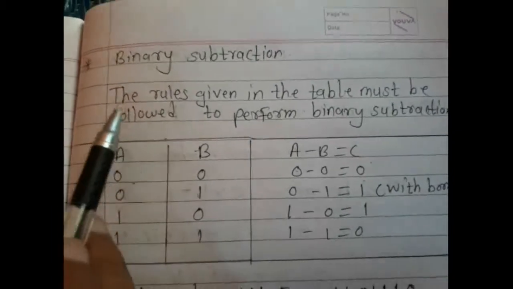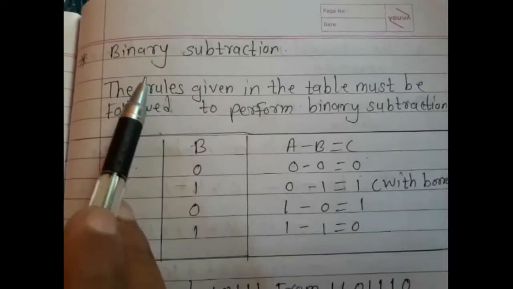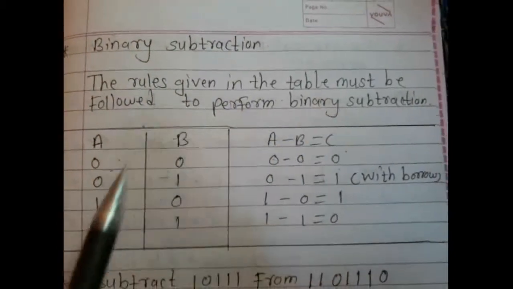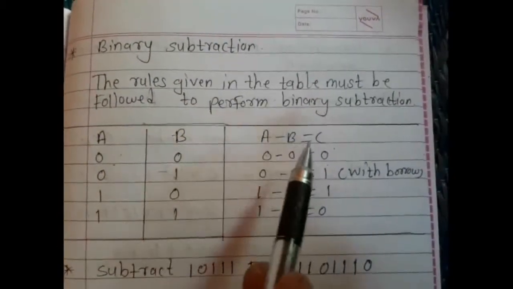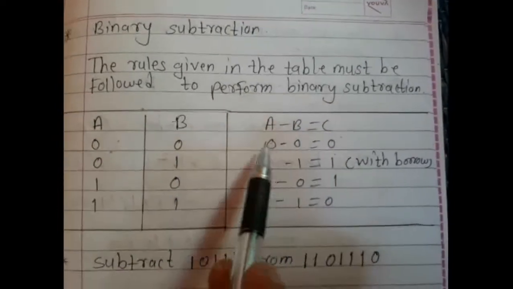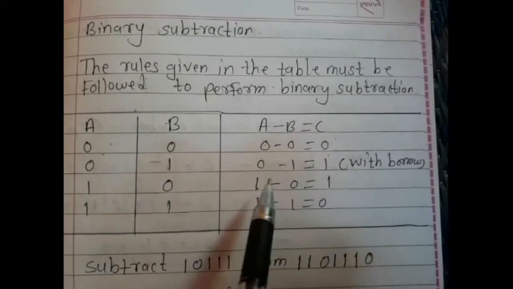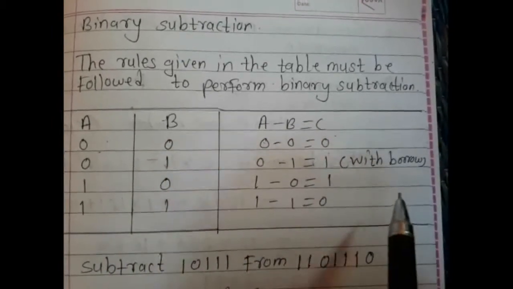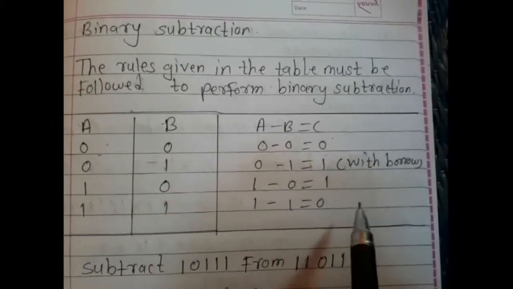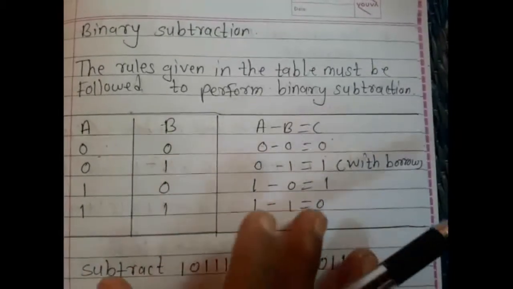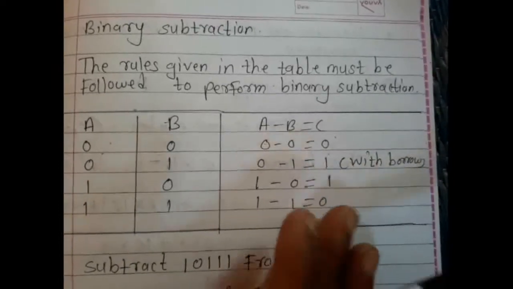Now see students, today we will see binary subtraction. The rules given in the table must be followed to perform binary subtraction. A minus B is equal to C. 0 minus 0 is equal to 0. 0 minus 1 is equal to 1 with borrow. 1 minus 0 is equal to 1. And 1 minus 1 is equal to 0. These are the rules of binary subtraction.